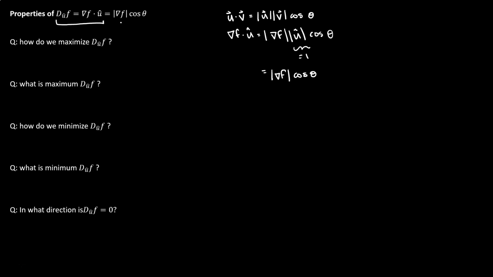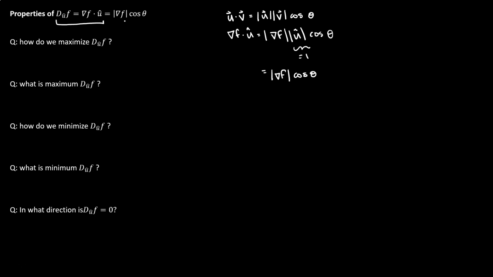So if we want to calculate a directional derivative for a function f in the direction of a unit vector u, we only need to find the gradient vector, its magnitude, and then multiply by cosine of the angle between the gradient vector and the unit vector u.